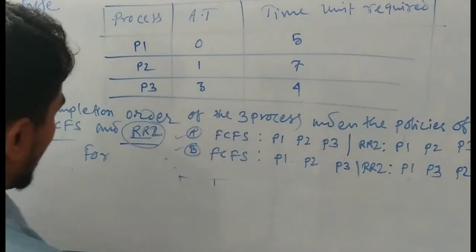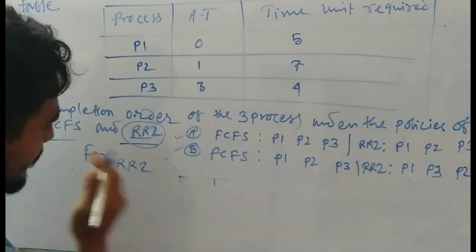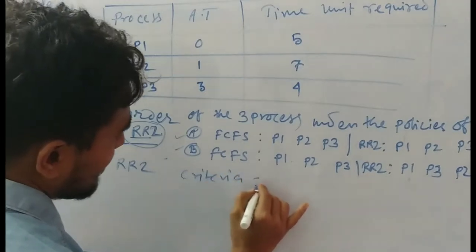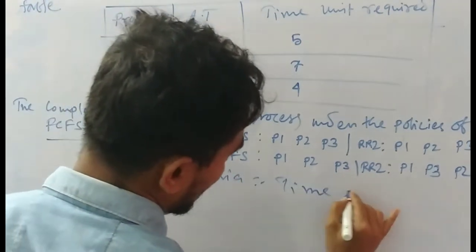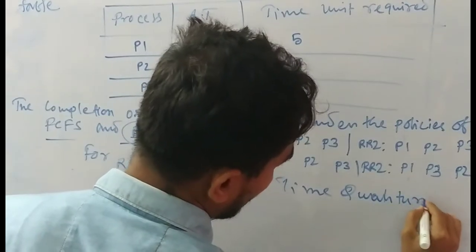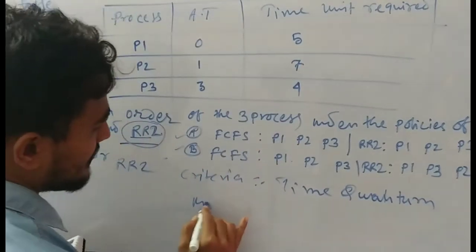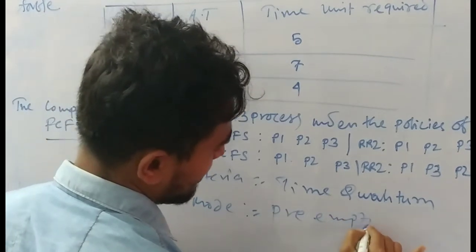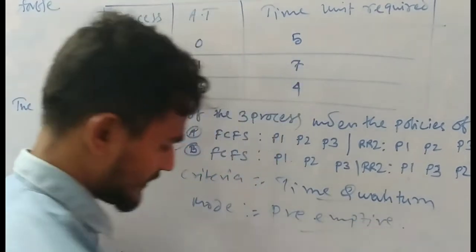So for RR2, what is the criteria? The criteria is time quantum, and the mode is preemptive. That is preemptive.